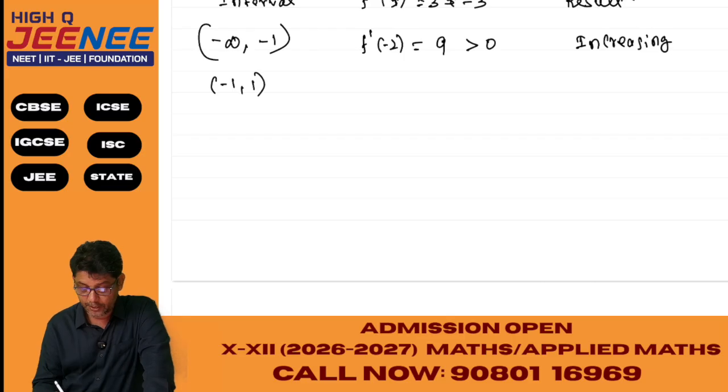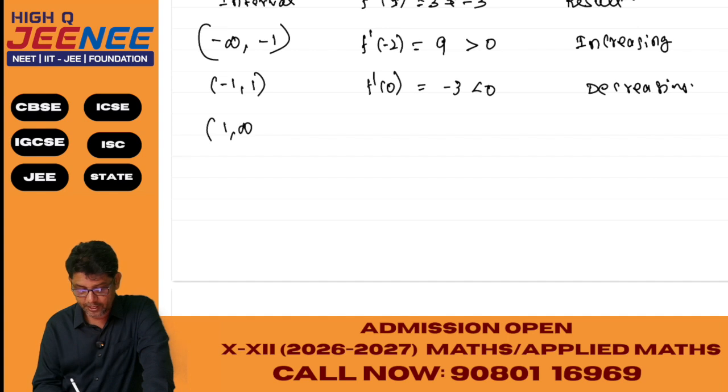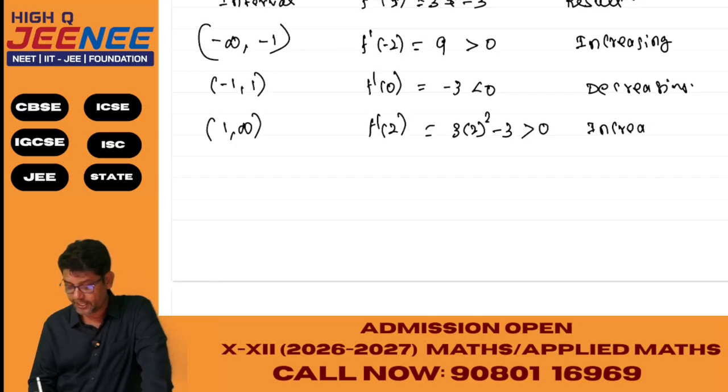Next interval is minus 1, comma 1. Can we take f dash of 0? What is f dash of 0? Minus 3. Less than 0. So it is decreasing. Next, 1, comma infinity. f dash of 2. What will we take? 3 into 2 square minus 3. 18 minus 3 is 15, which is greater than 0 again. So it is increasing.